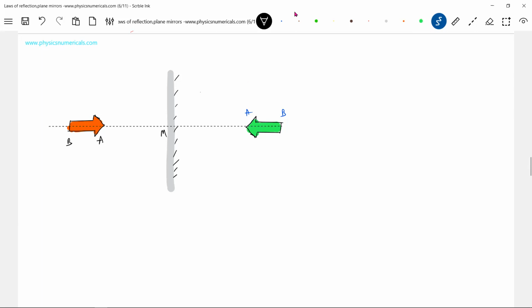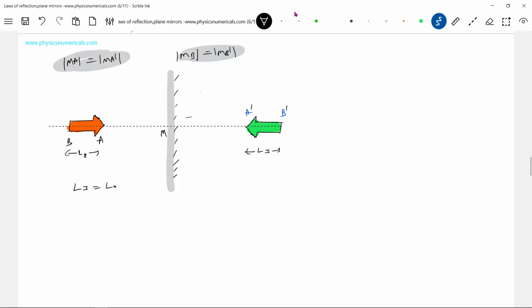A dash, B dash, I will write it. And again, MA equal to MA dash, MB is equal to MB dash, object distance equal to image distance. So what will be the length of the object? If this is the length of the object, there's the length of the image. So what is the conclusion? Li is equal to Lo. No change in length. There won't be any magnification.